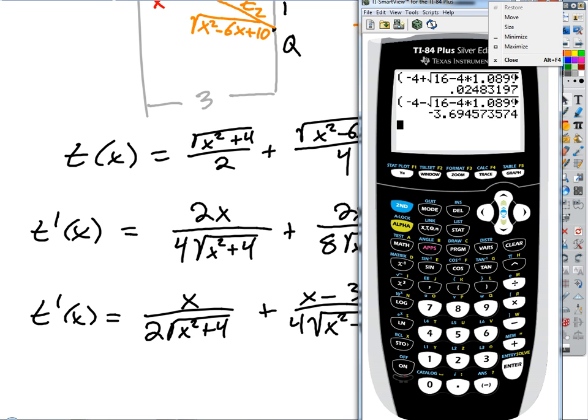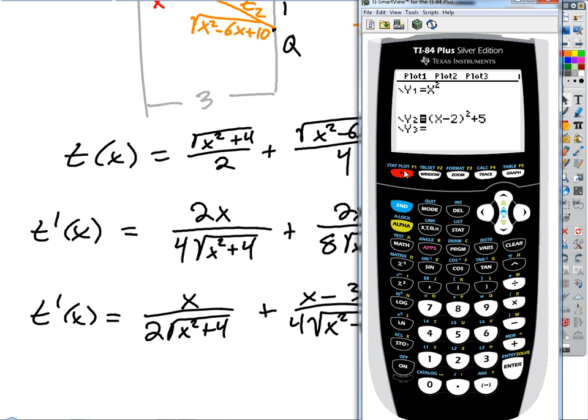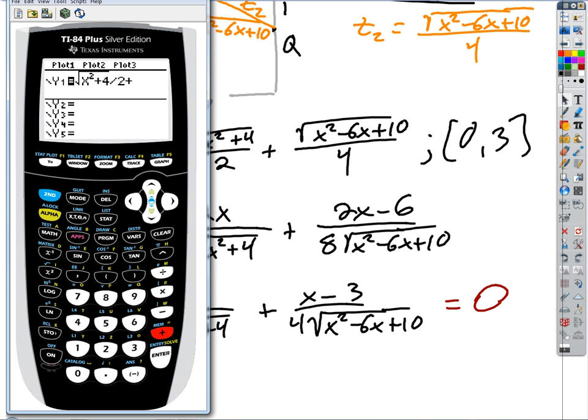So if we go up here to the Y editor, see what I'm going to show you? Don't throw things at me when I show this to you. So here's our function. We have the square root of x squared plus 4, divided by 2, plus the square root of x squared minus 6x plus 10, divided by 4.